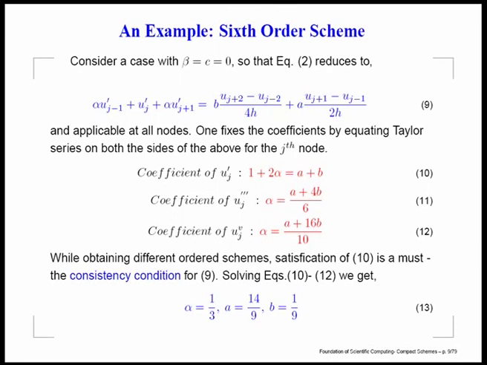So, there are some constants alpha on the left hand side, a and b on the right hand side. H is the spacing between the nodes, and then what you can do is equate the coefficients of Taylor series on both sides. When you equate the coefficients of u prime, on the left hand side you get 1 plus 2 alpha, and on the right hand side it is a plus b. The next were the third derivative terms coefficients, and on the left hand side you get alpha, and on the right hand side you get a plus 4b by 6, and so on and so forth.